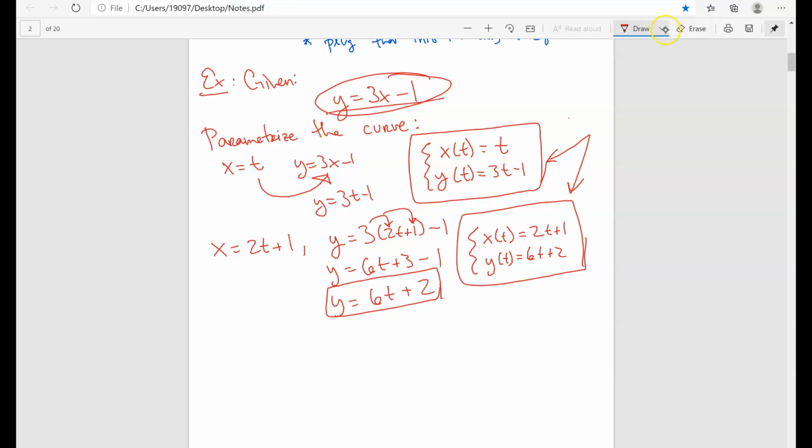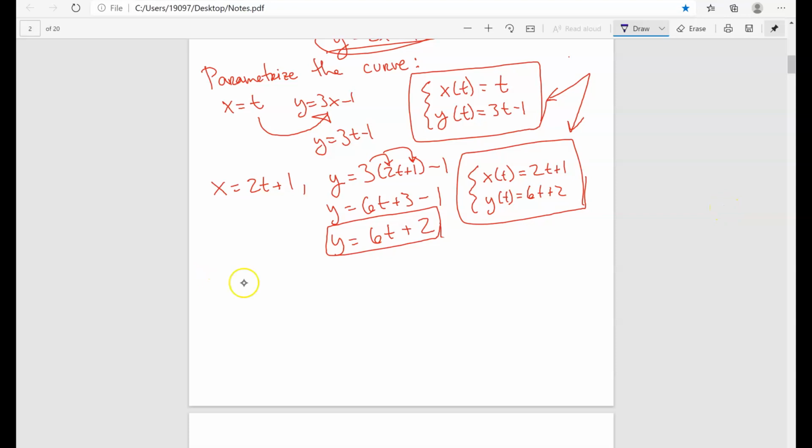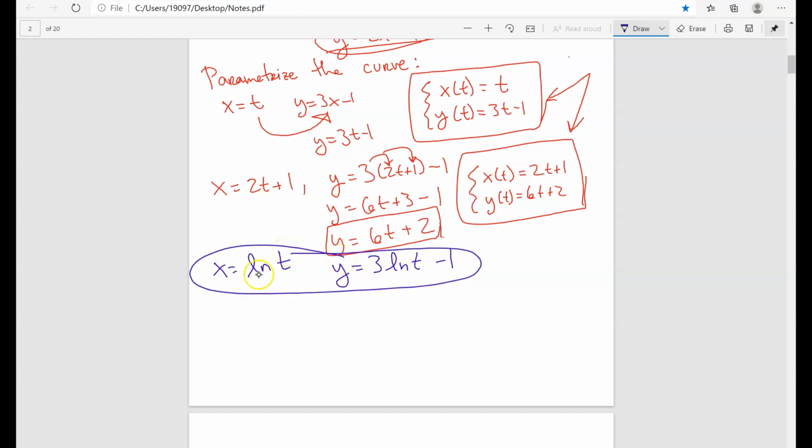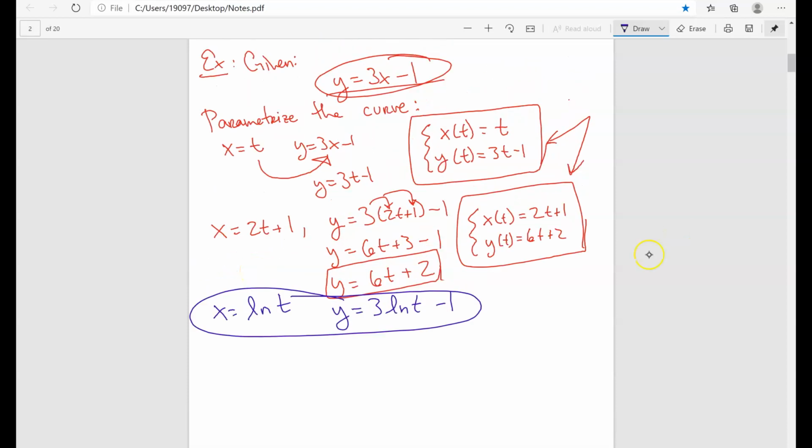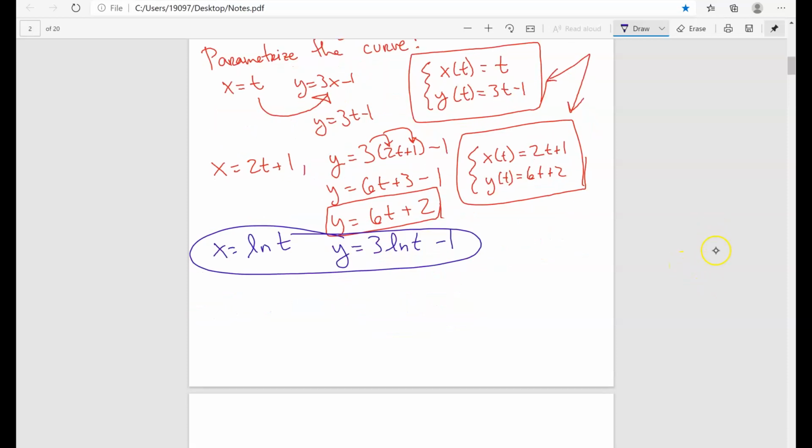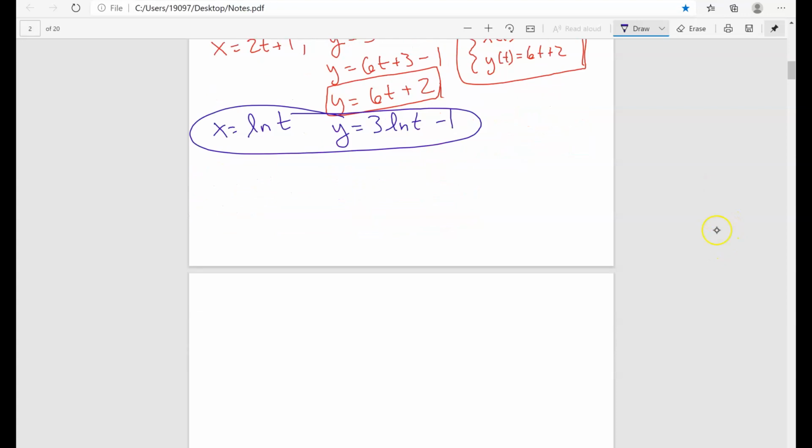So it doesn't really matter what you want to let x equal to. I could also have said y equals t. I could have said x is equal to ln of t, and then when you plug it in, you will just have 3 ln of t minus 1. So I could have done any different type of parameterization. It doesn't really matter what I plug in for x or y, as long as you're using this original equation as well. So that's basically how you parameterize. It's nothing too difficult.